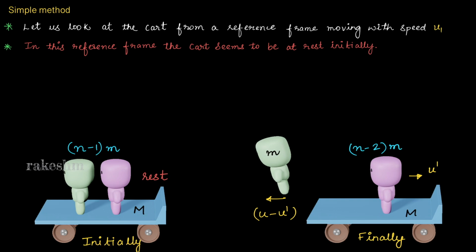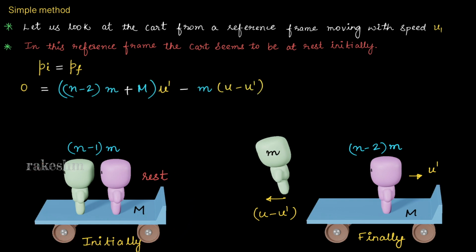Finally, with respect to this reference frame, the cart speed is u dash. So in this reference frame, as there are no external forces acting on the system, we will conserve the momentum of this system. We can write initial momentum equals final momentum. As initially it is at rest, the initial momentum is 0. Finally, this car and these (n minus 2) times m have a speed u dash.